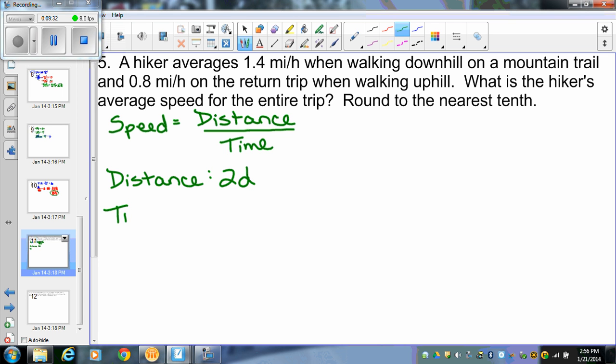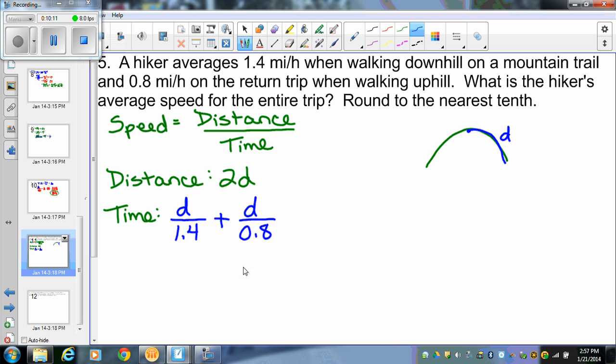The time, the amount of time it takes to walk just one length of the hill, like if this is my hill here, this right here is d, whether I'm walking up or down, for you visual people. To go downhill, it's that distance divided by the rate you're walking, which downhill is 1.4 miles per hour. But then you have to add the time it takes to go uphill. It's the same distance, except it's 0.8 miles per hour.